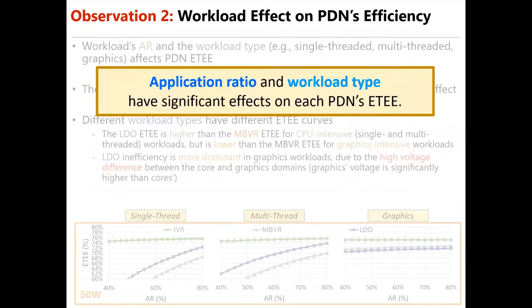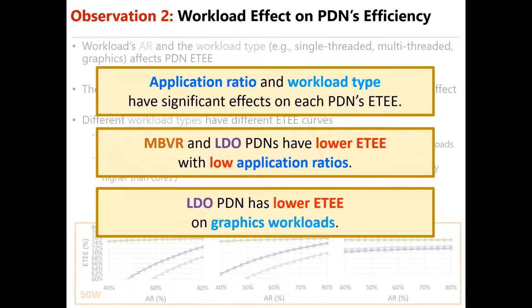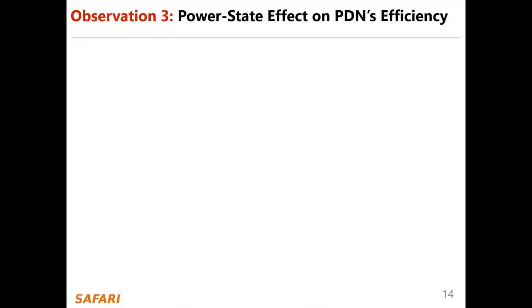We conclude that application ratio and workload type have significant effect on PDN's end-to-end efficiency. MPVR and LDO PDNs have lower end-to-end efficiency with lower application ratio. LDO PDN has lower end-to-end efficiency on graphics workloads. Our last observation is about the power state effect on PDN's efficiency.